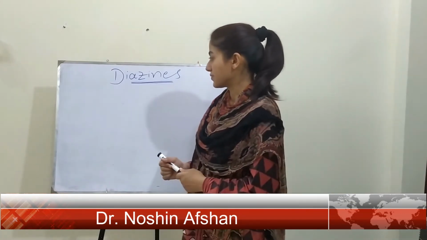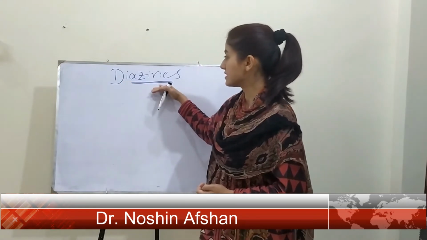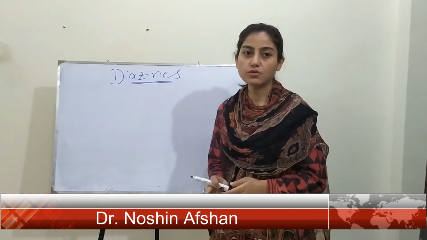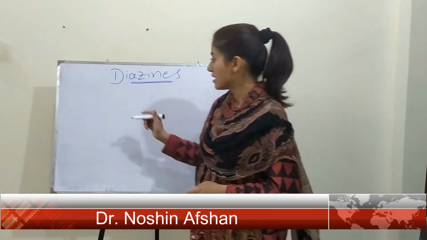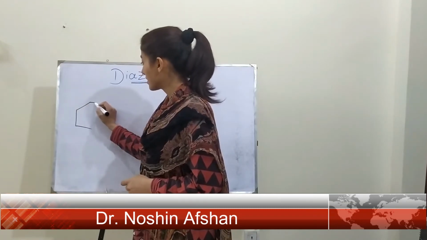So now what are the diazines? Actually it consists of two words, that is di and aza. Di means two and aza indicates the nitrogen. So it indicates such compounds which contain two nitrogen atoms. So let's see what are the arrangements of the two nitrogen atoms.